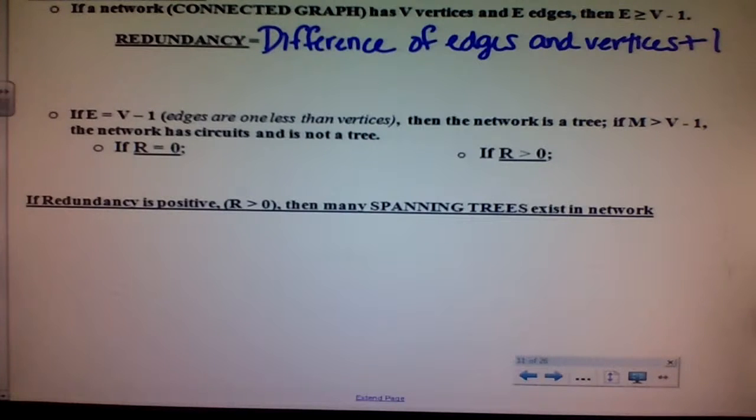So they're saying that you can find what we call redundancy by taking your edges, subtracting your vertices, and adding 1. And that will give you R. Okay. I don't like to use the formula. I think it's confusing. So I'm going to show you how I do it, show you how you get it the same way with the formula. You figure out which way works better for you.